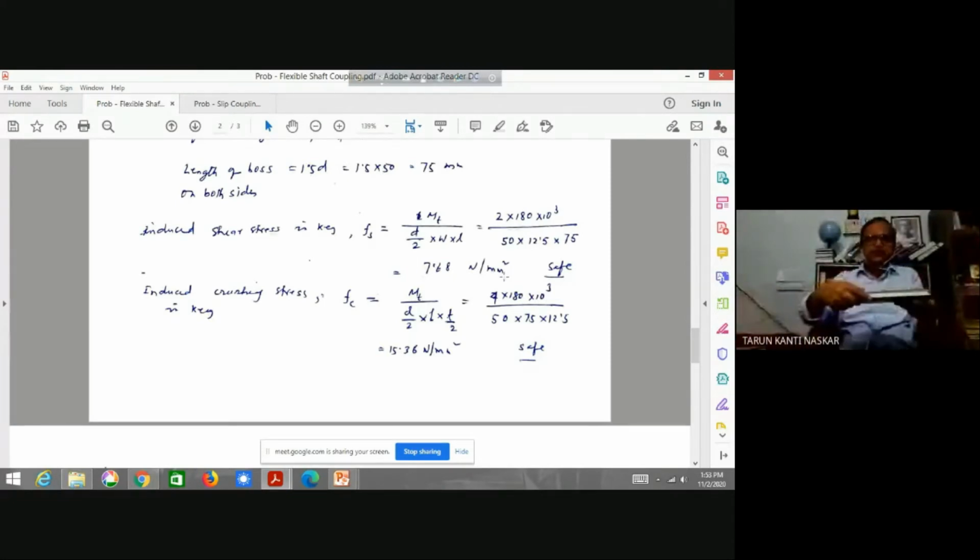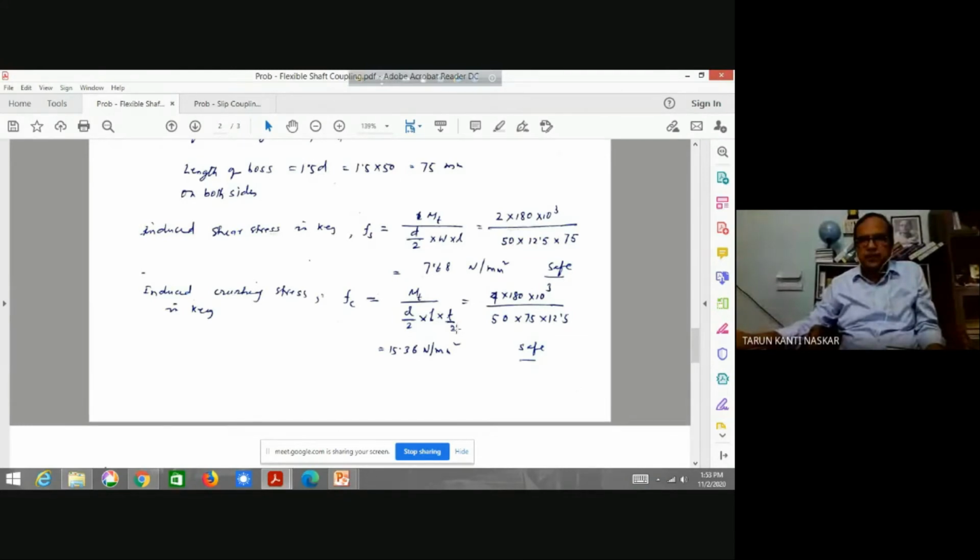Now when the shaft is rotated, there is a compressive force in this manner on the key. So this compressive force means there will be crushing on the key, and the crushing area is d by 2 into l into t by 2.